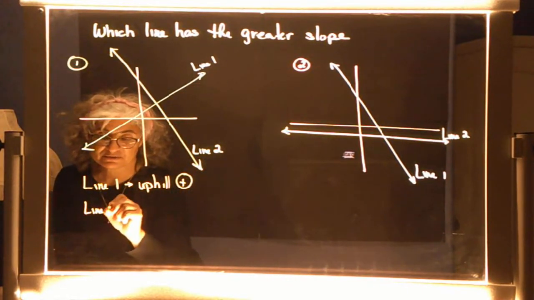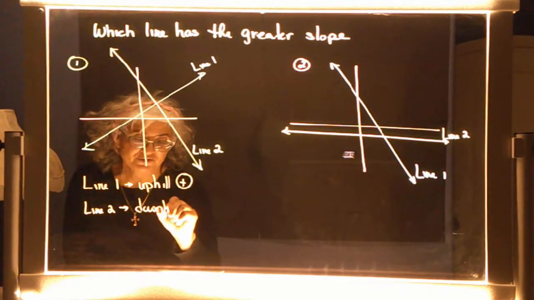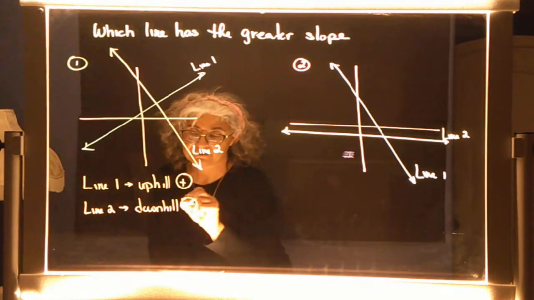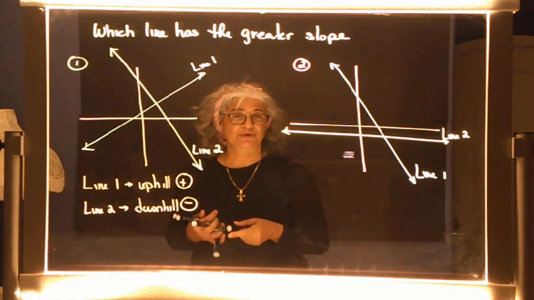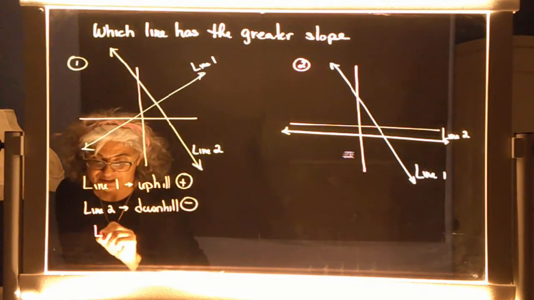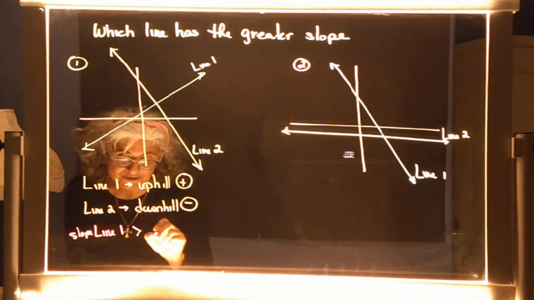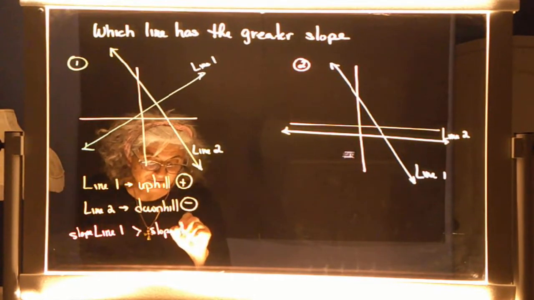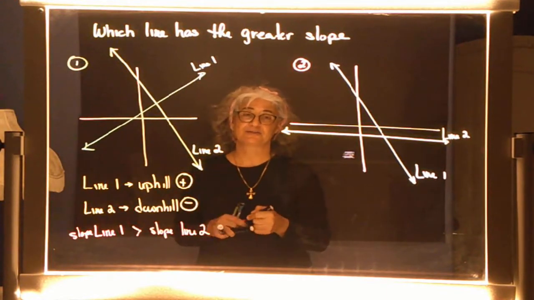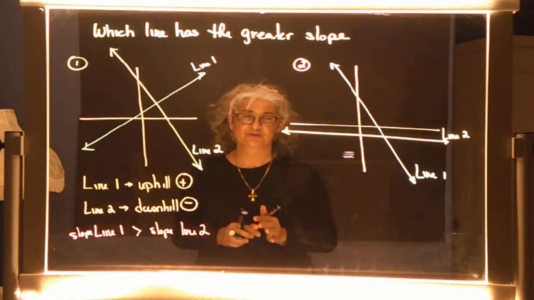Line 2 is going downhill, isn't it? So if it's a downhill line, that means its slope is, good, negative. So which line has the greater slope? Good. Line 1, the slope of it is greater than the slope for line 2. Because a positive slope is greater than a negative slope. Got it? You're like, is that easy? It's that easy. Don't read too much into it.